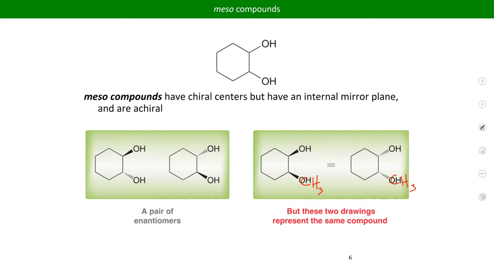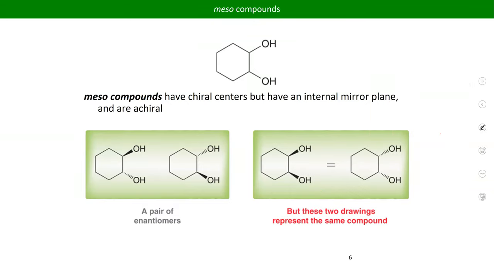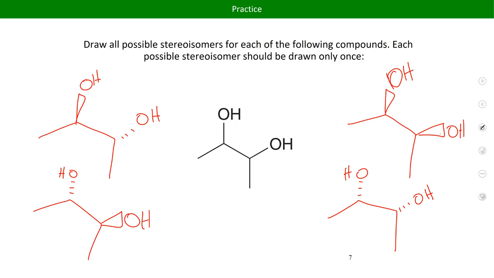So when I say mirror plane, it doesn't just apply to where the bonds are drawn, where the asymmetric centers are, it also applies to they have to be the same substituents on there. And so, like I said, it's relatively rare because you have to meet all of those conditions for it to be a meso compound. This might be a question for a lot further down the line.